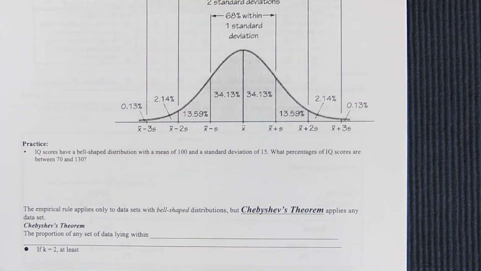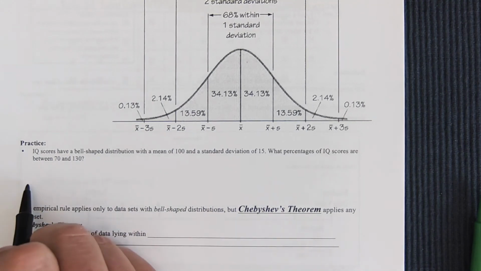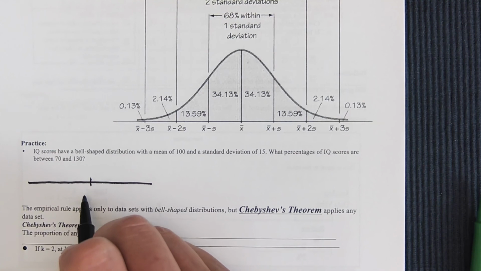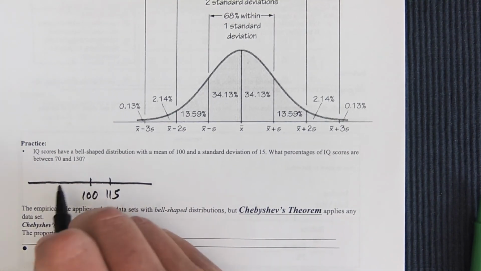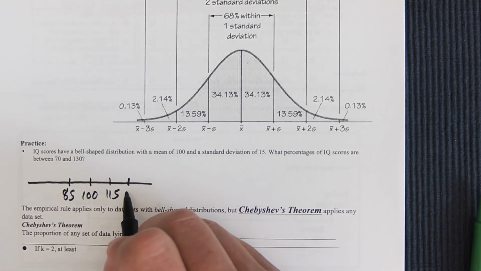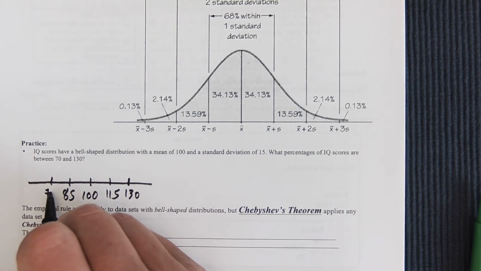All right, so we are to the practice. IQ scores have a bell-shaped distribution with a mean of 100 and standard deviation of 15. What percentage of IQ scores are between 70 and 130? So I'm going to do this. Here is the mean, which is 100. And if I go up a standard deviation, that's 115. If I go down a standard deviation, that's 85. If I go up 2 standard deviations, that's going to be 130. Down 2 standard deviations, that brings me to 70.